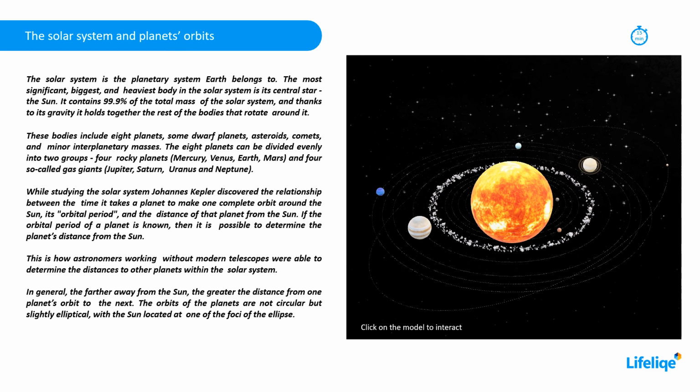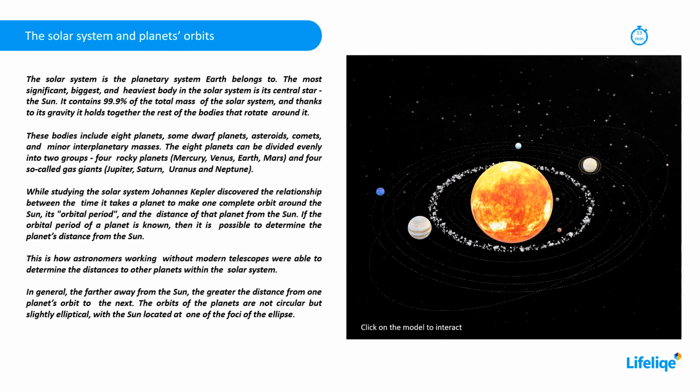While studying the solar system, Johannes Kepler discovered the relationship between the time it takes a planet to make one complete orbit around the Sun, its orbital period, and the distance of that planet from the Sun. If the orbital period of a planet is known, then it is possible to determine the planet's distance from the Sun.